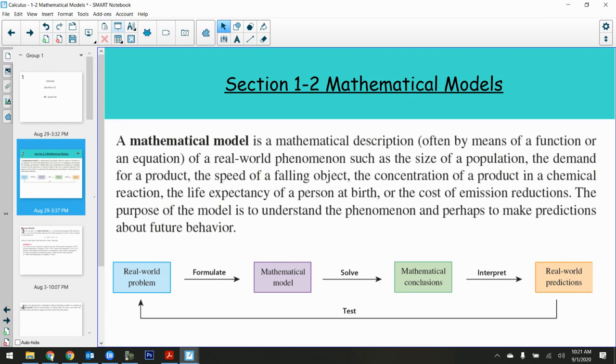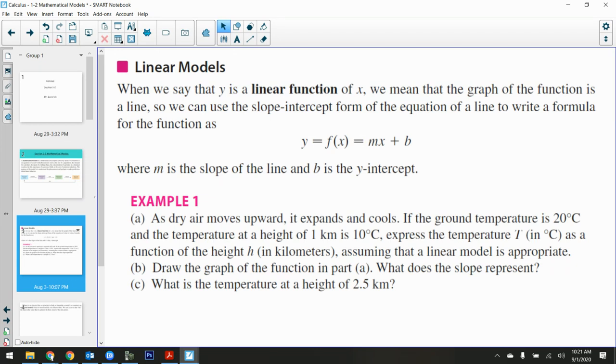Thinking back to the regression equations that we worked with in Algebra 2, we looked at those R values and said, okay, is this a proper model to fit this data? Okay, and then we can predict based off of that. So let's talk about those.